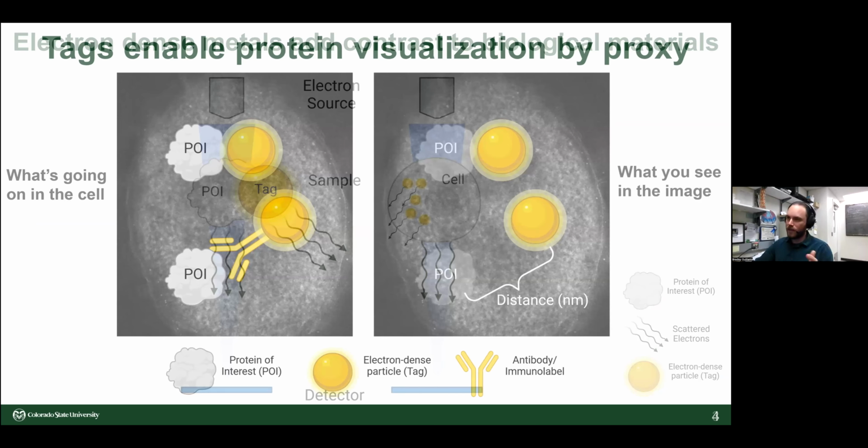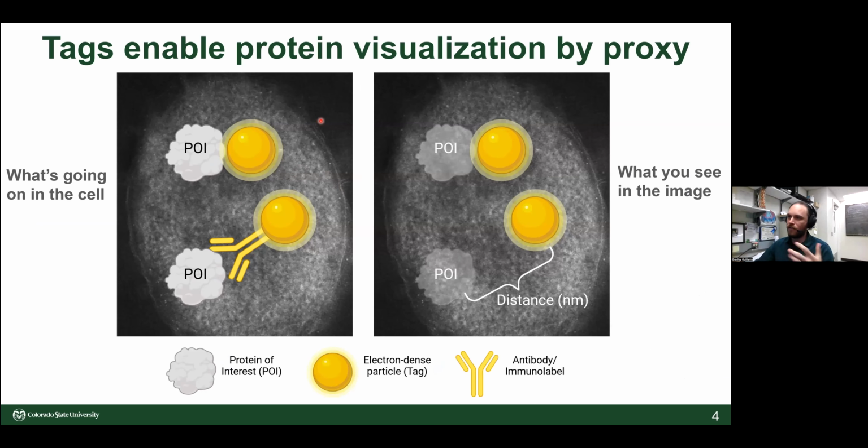These things I'll call tags. They come in various forms, add contrast to biological material, and allow us to visualize proteins by proxy. We see the tag, and because the tag is proximal to our protein of interest, we are able to then see that protein of interest. I've shown here an example of an antibody that has an electron dense particle on the end of it. With certain tags, you end up with a distance between your actual electron density and the thing you want to see. So this is something to keep in mind.